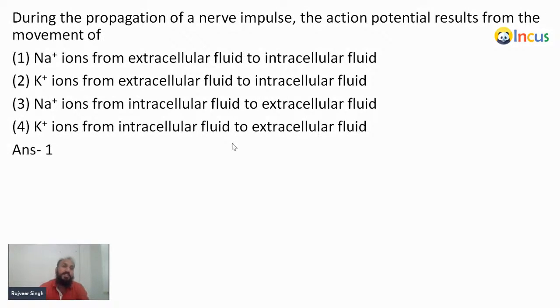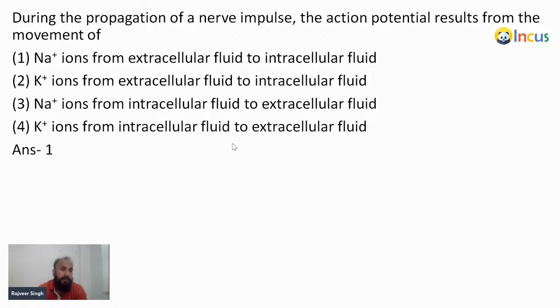The first question in front of you. During the propagation of a nerve impulse, the action potential results from the movement of what? Sodium ion from extracellular fluid to intracellular fluid, potassium ion from extracellular fluid to intracellular fluid, sodium ion from intracellular fluid to extracellular fluid, or potassium ion from intracellular fluid to extracellular fluid. Definitely, the answer will be 1. The first answer is the right option.